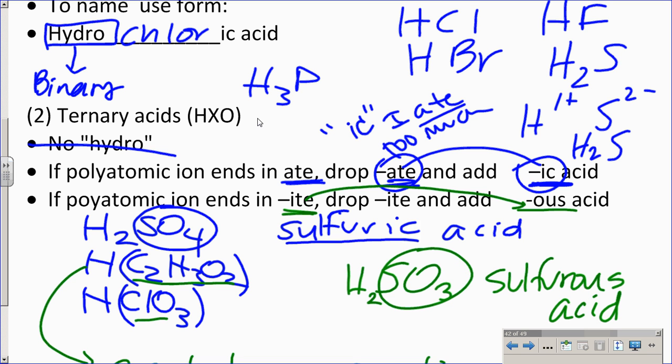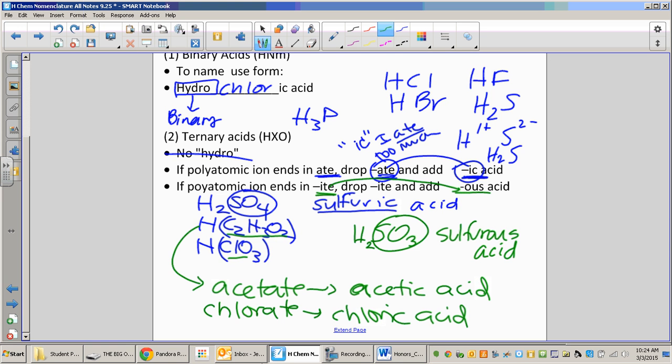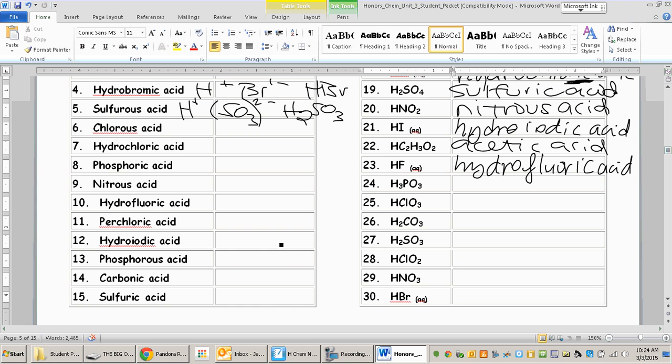So if you say ose, you think ite. If you say ick, you think eight. I know it sounds like I'm throwing out words, but I'm not. Okay, let's do one more. Pick one. I'll do 14. Carbonic acid.